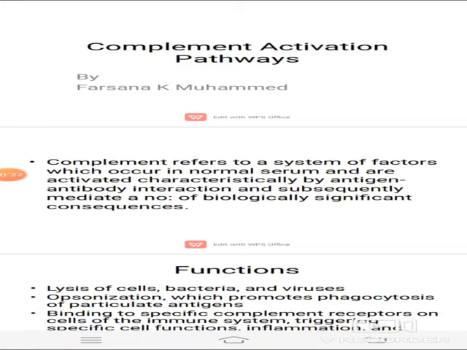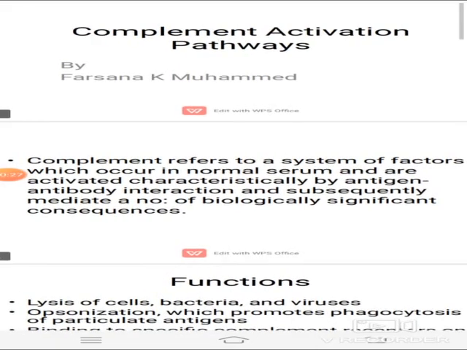Complement refers to a system of factors which occur in normal serum and are activated characteristically by antigen-antibody interaction, and subsequently mediate a number of biologically significant consequences. Complement factors are really glycoproteins, normally seen in serum in an inactive form. So they should be activated characteristically by antigen and antibody interaction.